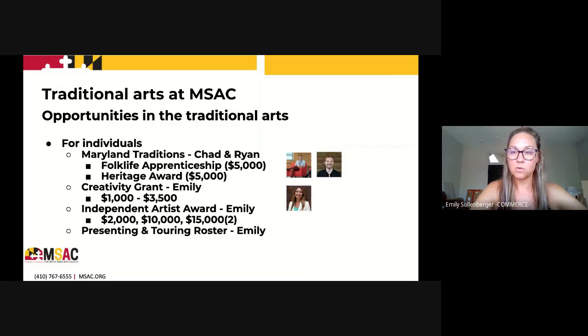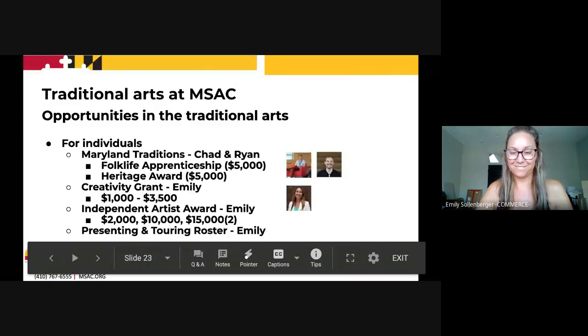And similarly with the presenting and touring roster, the roster itself is a listing of touring artists that lives on our website. It's artists that have the capacity or are interested in touring across the state. And then corresponding, there is a grant program for presenting organizations to hire artists off of that roster. So it's a really nice collaborative program with the presenting institution or organization and the artist. The idea is that there's collaboration between the presenting organization and you as a touring roster artist to work together to apply for that funding for them to hire artists. And that's what I've got for now.